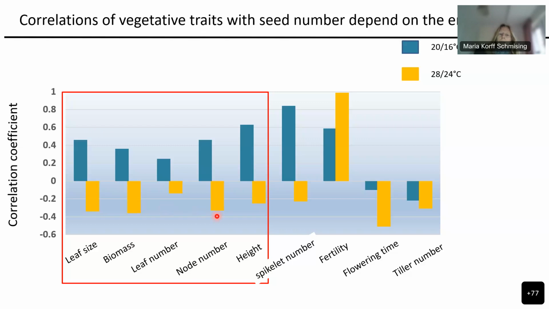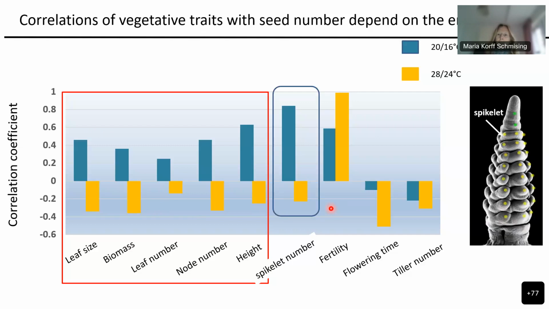And if we consider what we call yield component traits, or traits that directly contribute to seed or grain number, then we could see that, on the right-hand side here, you see a spike that is developing, or an inflorescence. This inflorescence forms spikelets, and each spikelet can then develop into a floret. What we saw is that the spikelet number, so the ability of the inflorescence to induce many spikelets, was highly positively correlated to final grain number per spike under control conditions, but that wasn't the case under high ambient temperature conditions.